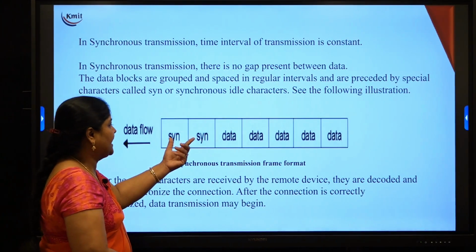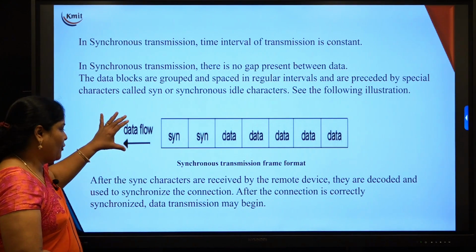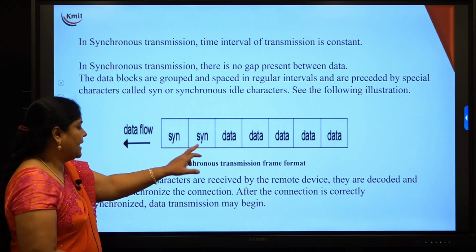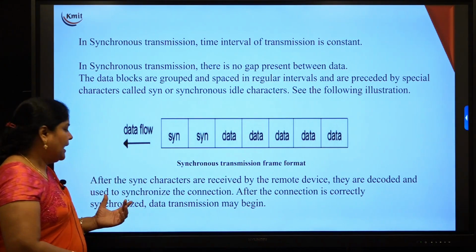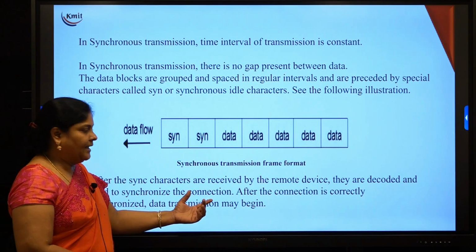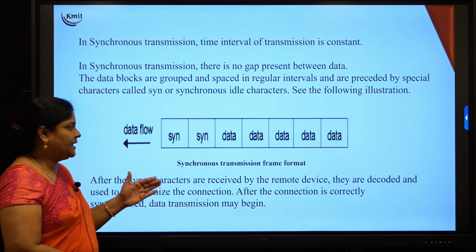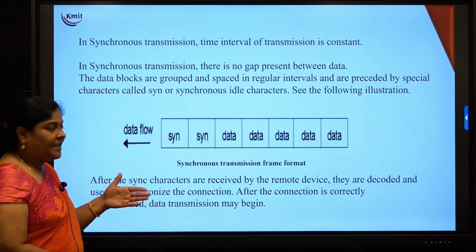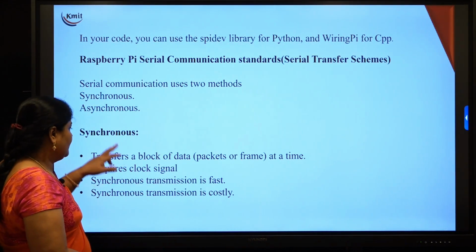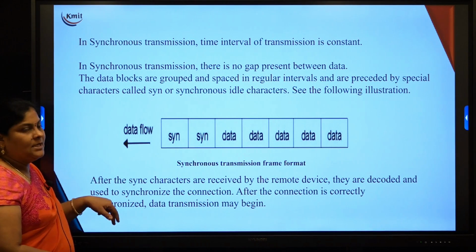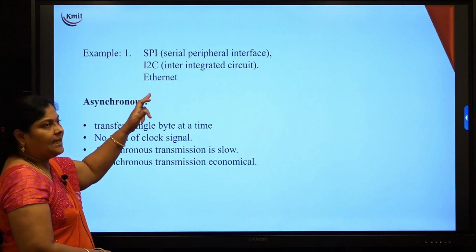The other idle bits you can represent as SYN, in the synchronous transmission frame format. After the SYN characters are received by the remote device, it decodes them and uses them for synchronization. After the connection is correctly synchronized, data will be transmitted. That means the data transmission begins once it is received by the remote device. This is the synchronous type of serial communication. Examples: SPI, I2C and Ethernet.